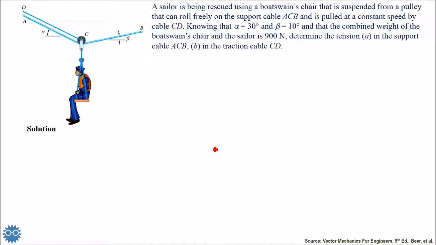Here we have an interesting problem. It says a sailor is being rescued using a boatswain's chair that is suspended from a pulley that can roll freely on the support cable ACB. So we have support cable ACB, this the thick one, the lower one here is the support cable, and is pulled at a constant speed by cable CD.